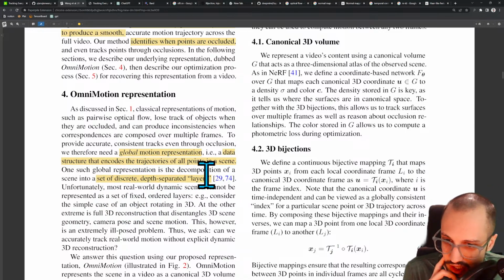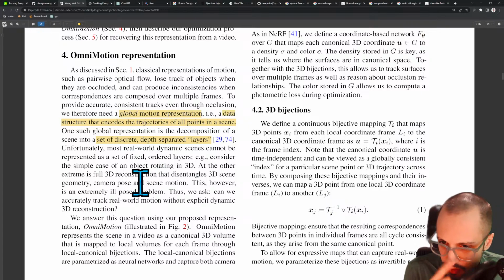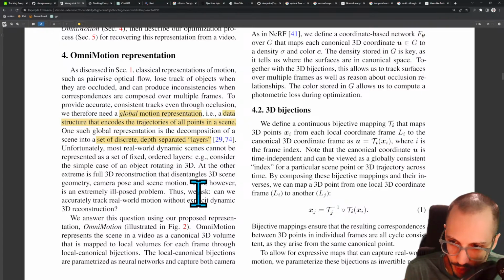Unfortunately, most real-world dynamic scenes cannot be represented as a set of fixed ordered layers. Consider the simple case of an object rotating in 3D. At the other extreme, a full reconstruction that disentangles 3D scene geometry, camera pose, and scene motion. This, however, is an extremely ill-posed problem. Yeah, so it's difficult to have a good prior for this type of problem, right? Because there's a lot of different types of video, right?